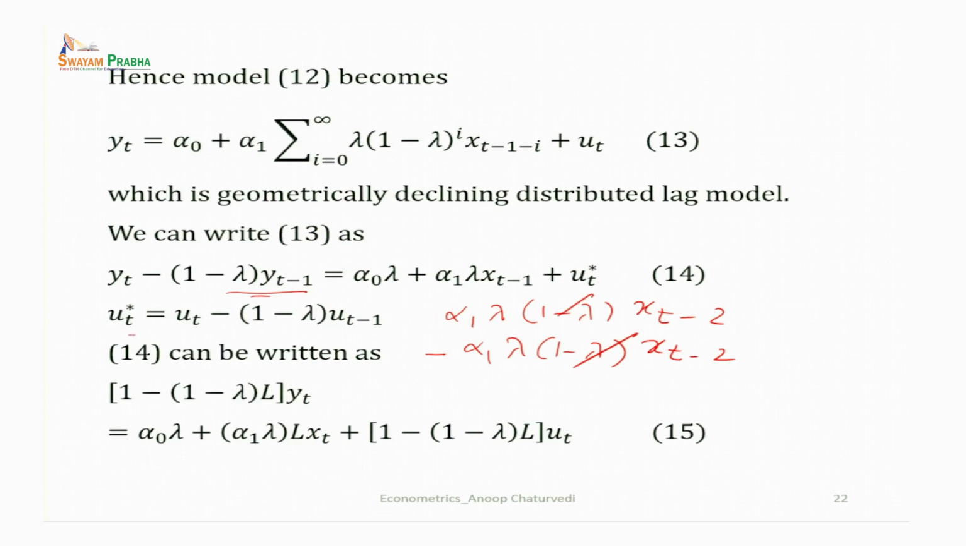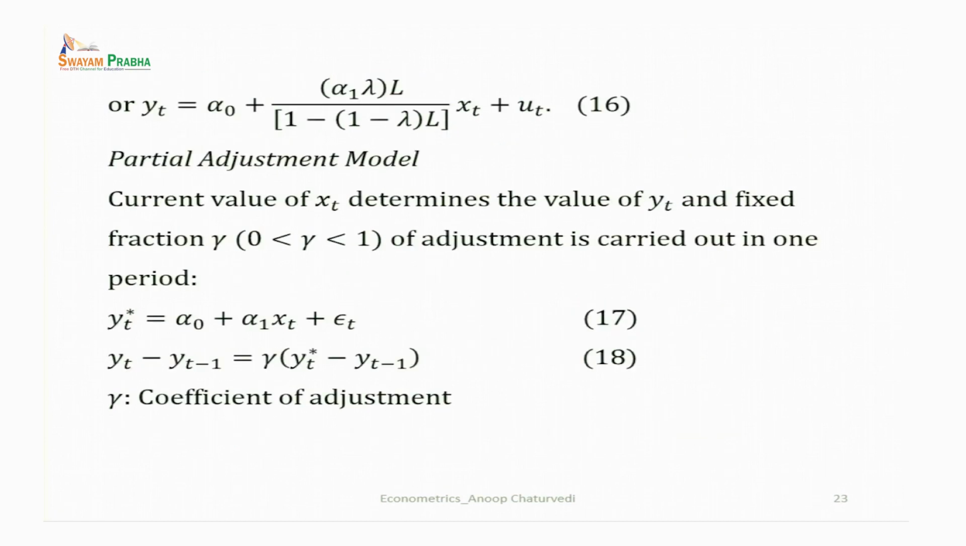u_t* is equal to u_t minus (1 minus lambda) u_{t-1}. And then you can write this relation 14 as (1 minus (1 minus lambda) L) y_t equal to alpha_0 lambda plus alpha_1 lambda L x_t plus (1 minus (1 minus lambda) L) u_t, or you get y_t equal to alpha_0 plus alpha_1 lambda L upon (1 minus (1 minus lambda) L) x_t plus u_t. So, you get this relation.